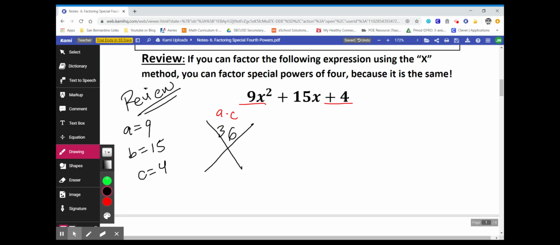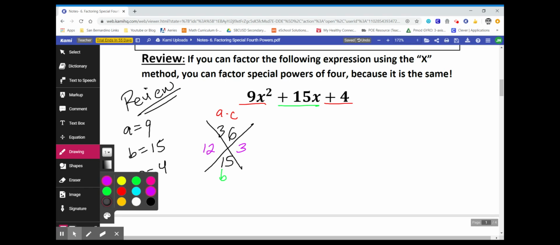I'm going to put that on top. On the bottom, I'm going to put the middle term, which is the letter B, and in this case, the middle term is the number 15. So now, from the other steps, you want two numbers that multiply to 36 but add to 15. That shouldn't be that hard by now. 12 times 3 would give you 36, and 12 plus 3 would give you 15.